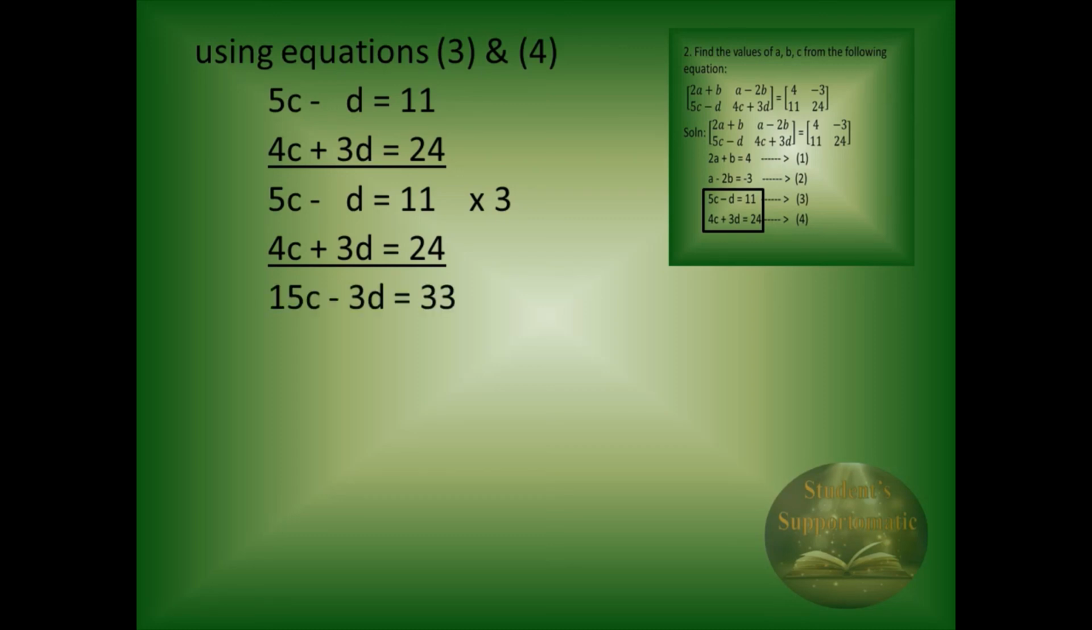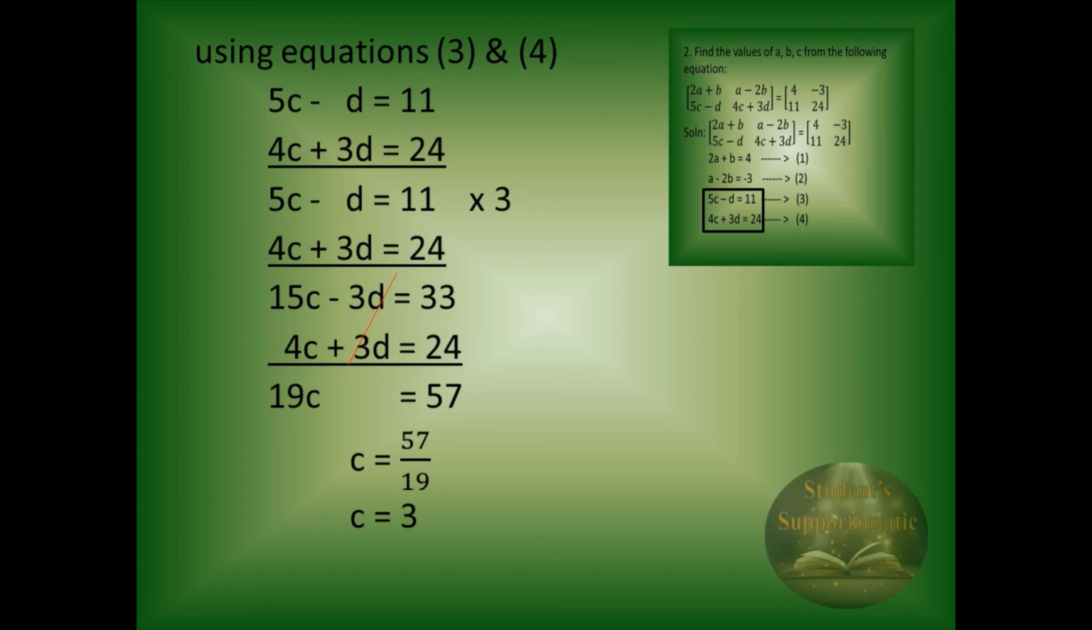So by solving it, we get 15c minus 3d is equal to 33, which is 3 times 11, and 4c plus 3d is equal to 24. Here the coefficient of d becomes the same, so they get cancelled. 15c plus 4c is equal to 19c, which is equal to 33 plus 24, which is 57. So c is equal to 57 by 19. So c is equal to 3. We get the value of c as 3.